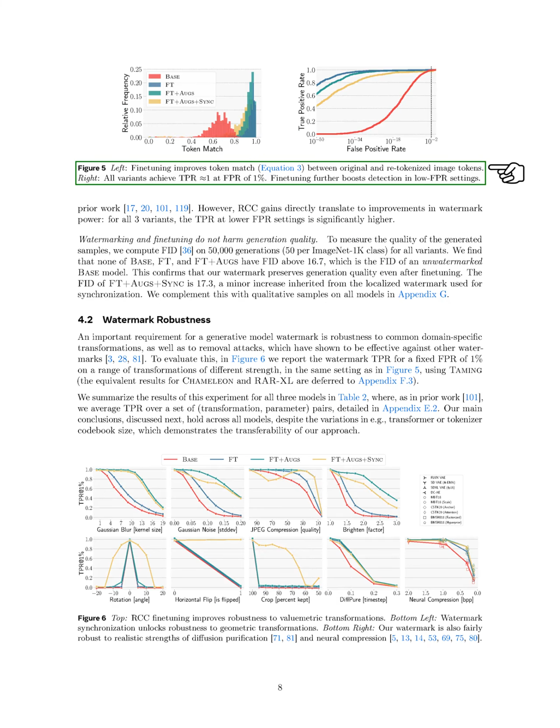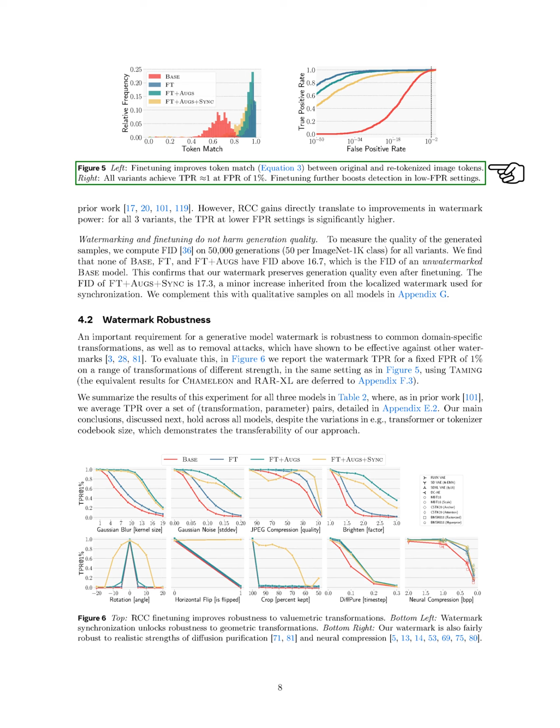We present our findings for 3 models, averaging TPR over various transformation parameters. Our main conclusions are consistent across all models, indicating that our approach is transferable despite differences in model specifics. We find that fine-tuning significantly enhances robustness against valuemetric and removal attack methods. Initially, the watermark is vulnerable to certain transformations when applied to the base model.